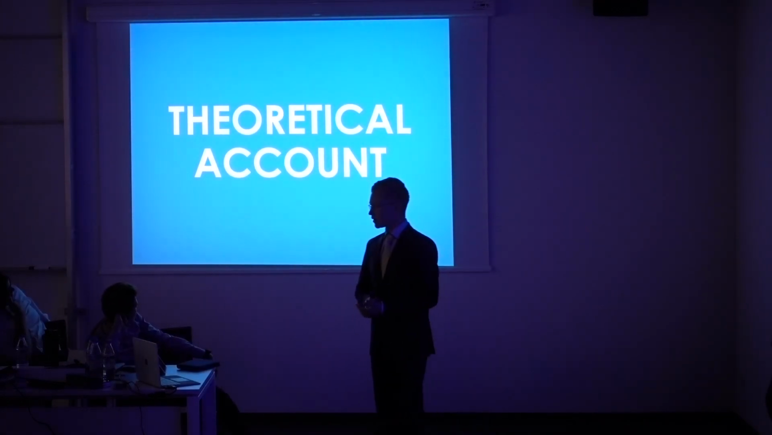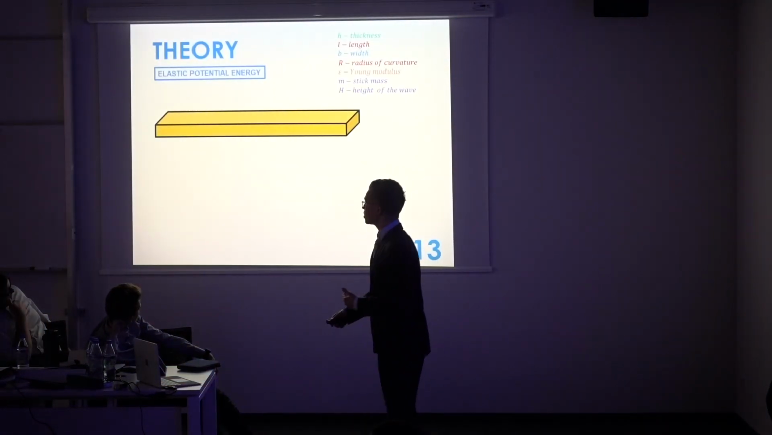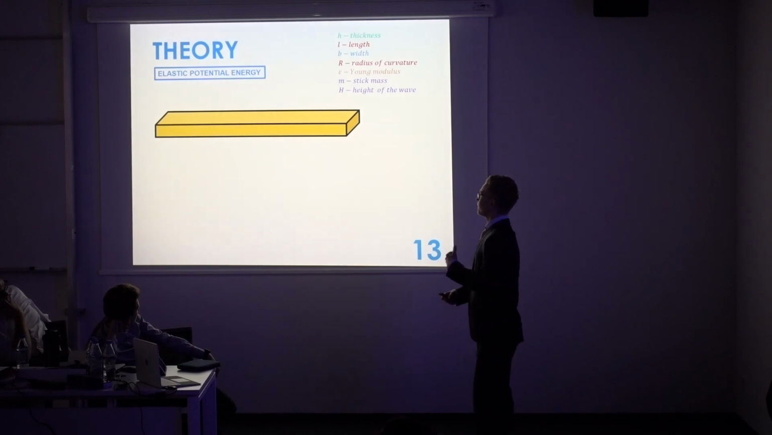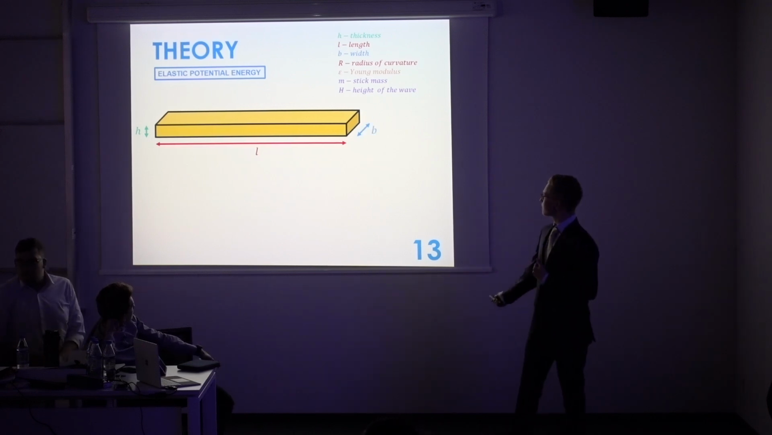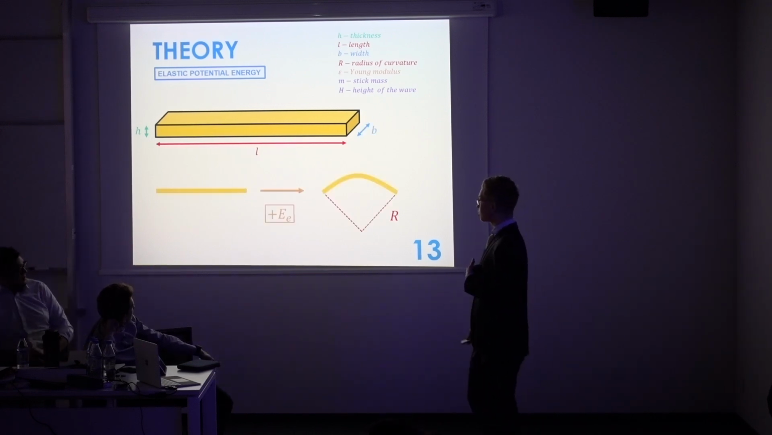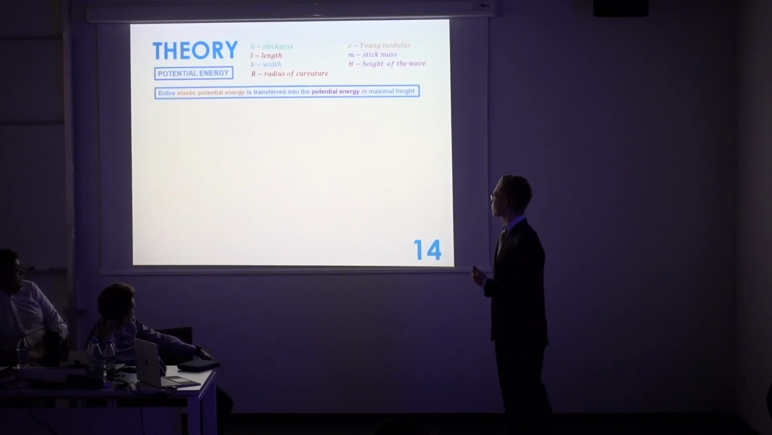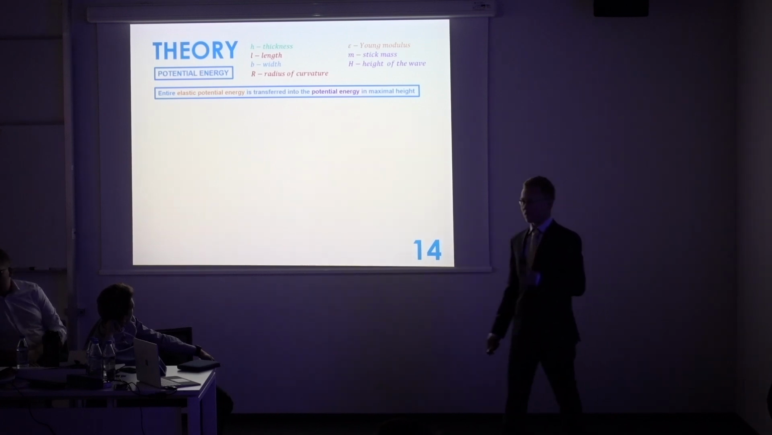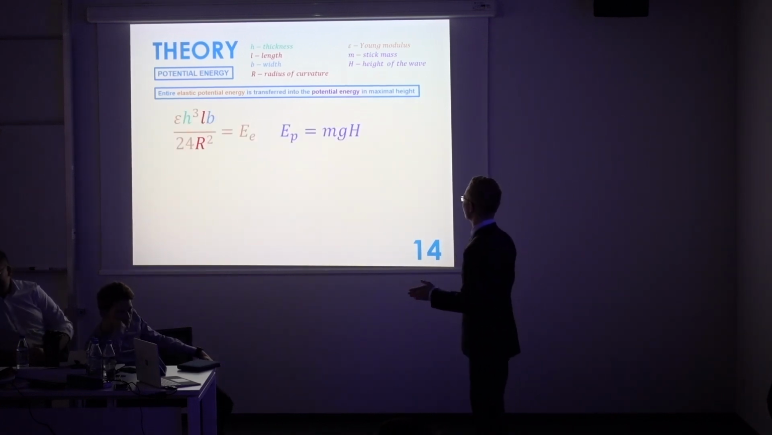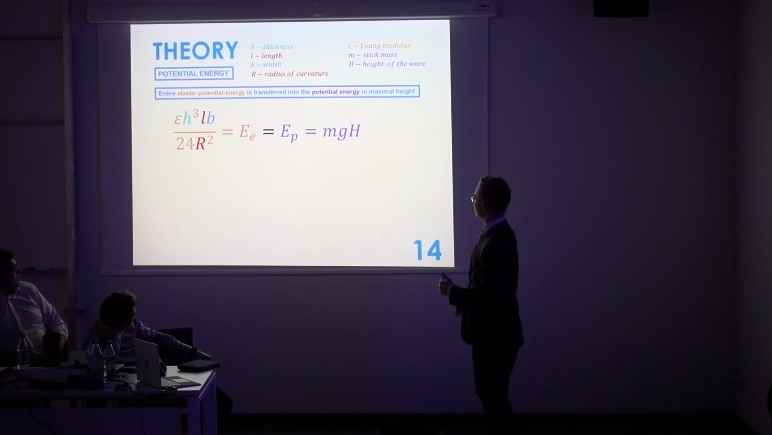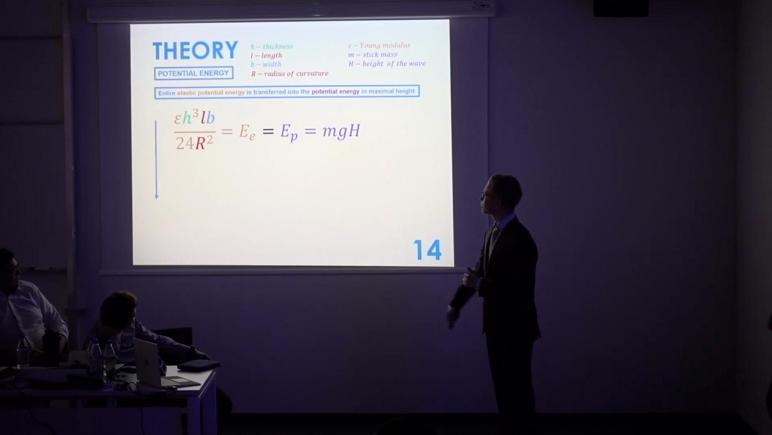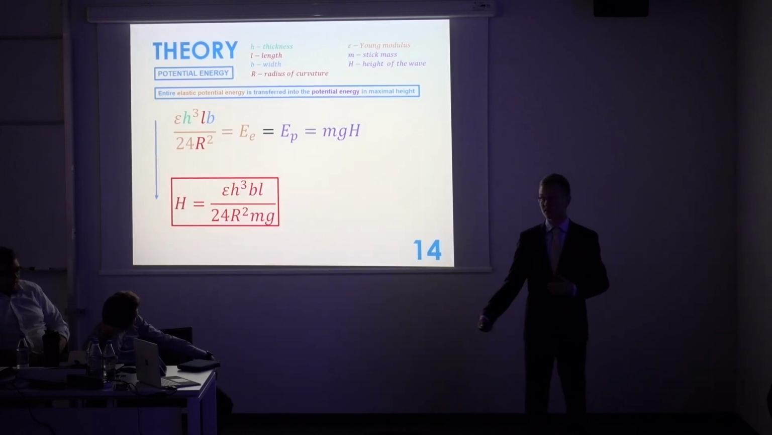Let us move on to the theoretical account, in which, in the beginning, we will be focusing on the elastic potential energy of the sticks. This depends on the dimensions of the stick and the radius of curvature of the stick in the weave. In first approximation, we will demand that the gravitational potential energy be equal to the elastic potential energy, arriving at this formula.